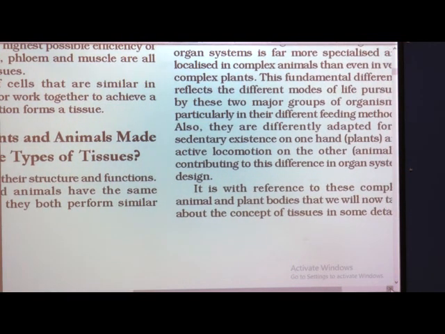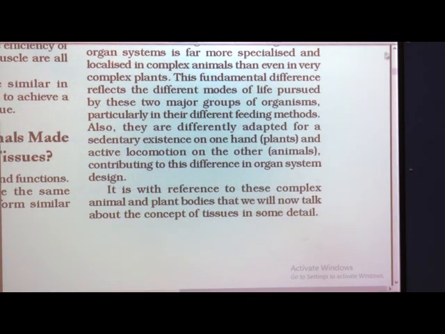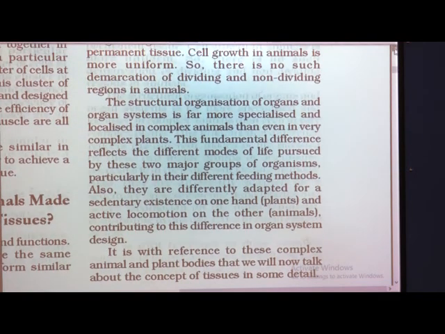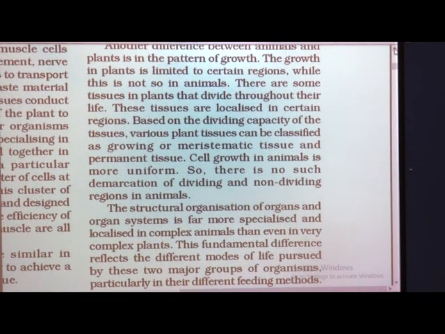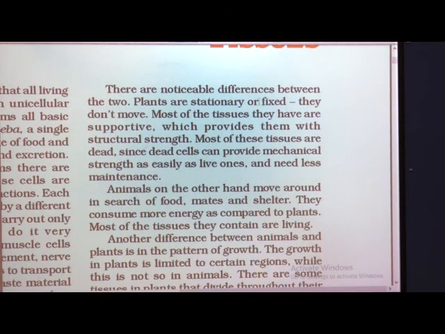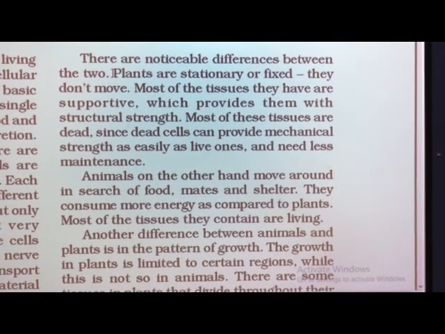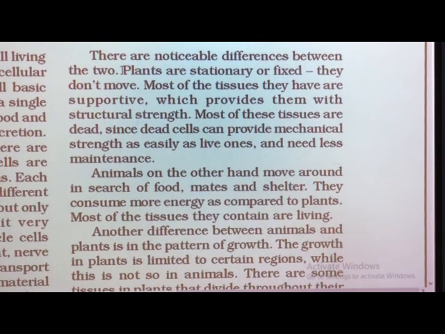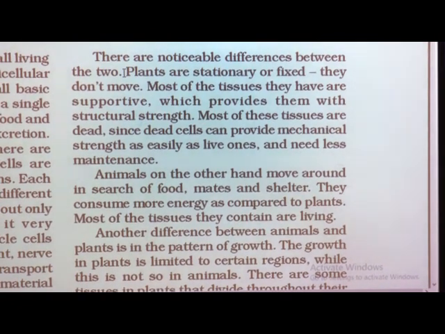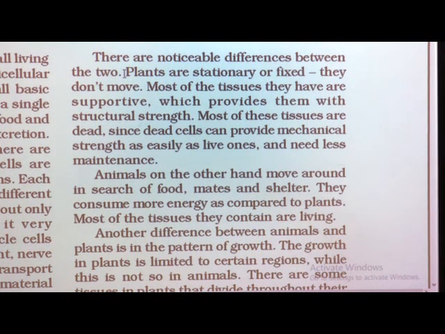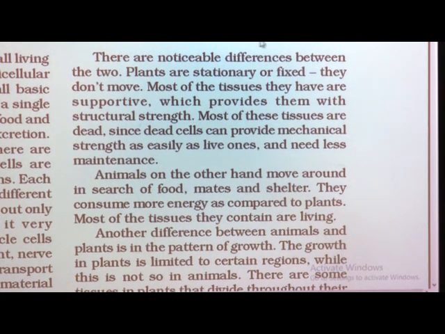Let us see what are the functions performed by plant tissues and what are the functions performed by animal tissues. There are noticeable differences between the two. Okay, very easily we can differentiate that this is a plant and this is an animal. Why? Because they are totally different from each other. So, we find there are noticeable differences. What are the differences? The first one is plants are stationary or fixed, which means they don't move.